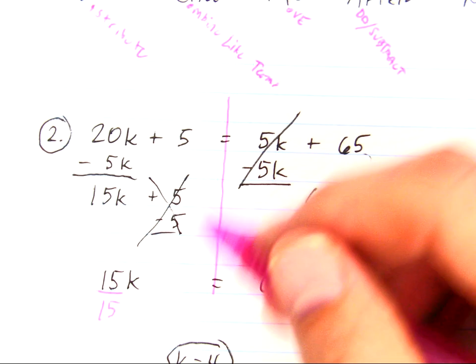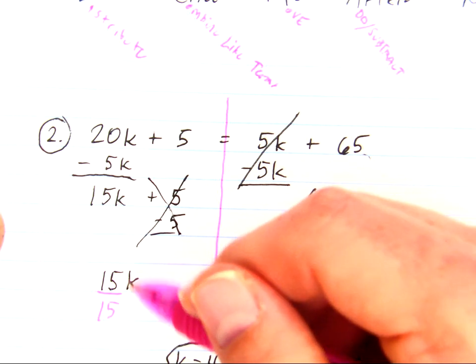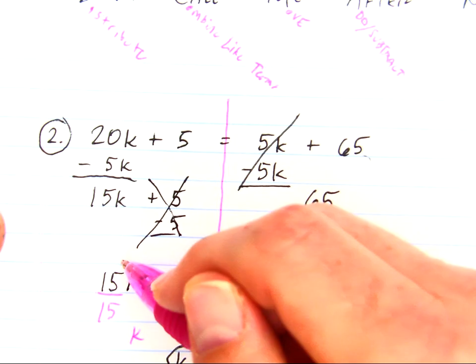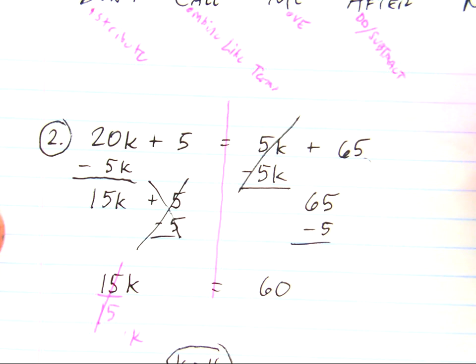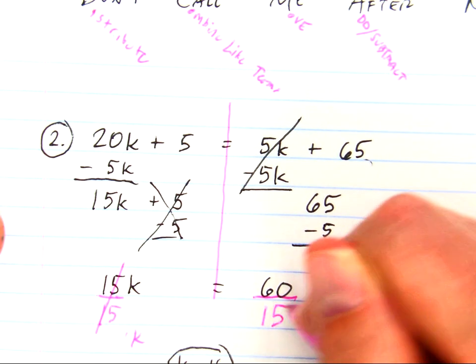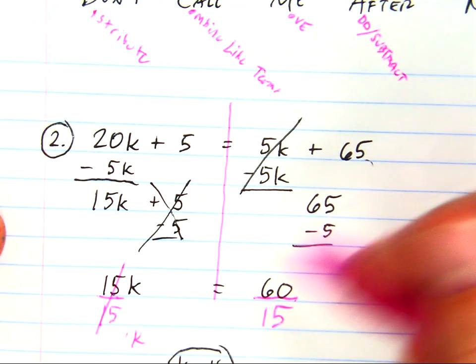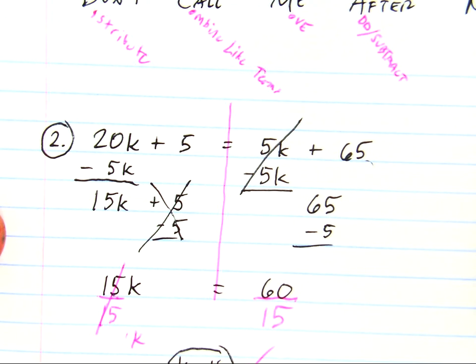You do not divide by 15k. You leave k unharmed, unscathed. You leave it alone. K needs to stay here. So it'll be k by itself. 15 over 15 is 1. 1k is just k, right? If you divide by 15 there, you must divide by 15 here. It's this balancing operation. What is done over here must be done over here. 60 divided by 15 is 4, and your first question here for homework is done.